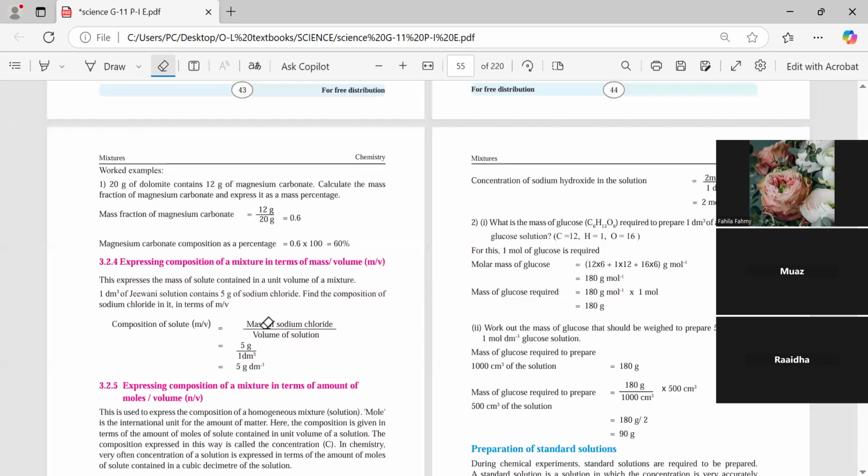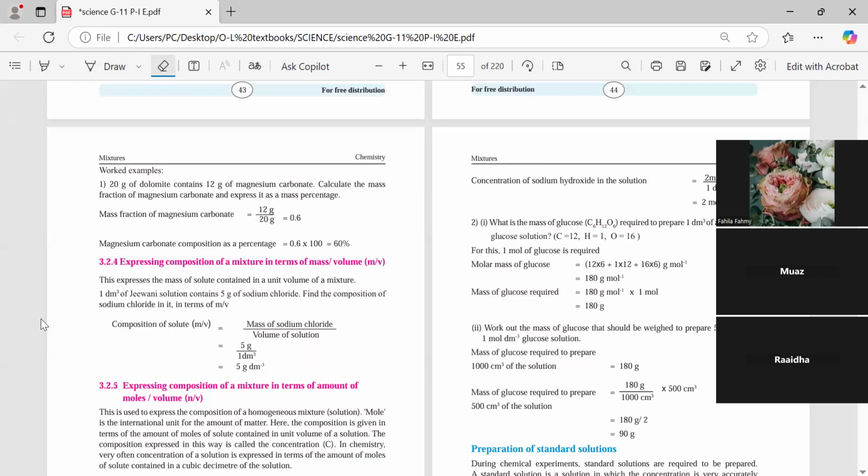If you're going to dissolve, look at this, G1 is solution, 5 grams of sodium chloride. Find the composition of the sodium chloride in terms of mass over V. So if you dissolve this 5 grams in 1 cubic decimeter, what is the composition of the solute? That's 5 grams per 1 cubic decimeter. So this is exactly how you write it. Put 5 grams per cubic decimeter. This 1 decimeter unit comes up as a minus 3. Make sense?